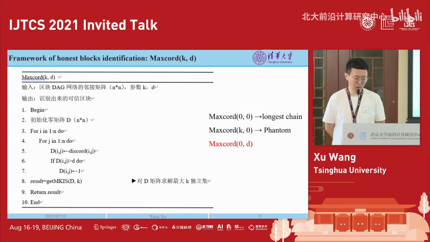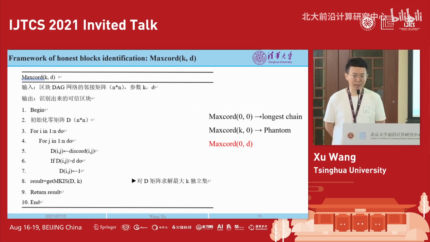the DAG into an undirected graph. In the undirected graph, there are more honest blocks, and the degree of the honest blocks is quite small. So the identification of honest blocks can be transformed into the maximum K independent set. Here the maximum K independent set tries to find the largest independent set in which the largest degree is not larger than K.